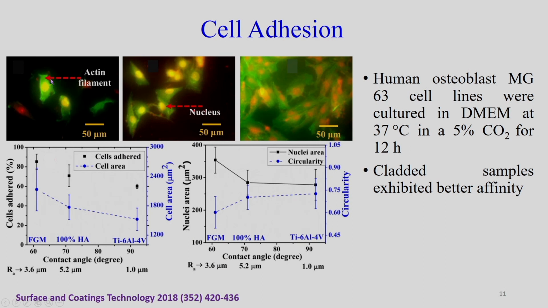So, here we stained the actin filament, we also stained the nuclei, and if you merge them, you can just see the nuclei surrounded by the actin filament. So, if you remember the cell surface interactions, how we experimentally analyze them is in terms of percentage of cells adhered, in terms of average cell area, and also we see the nuclei size and circularity.